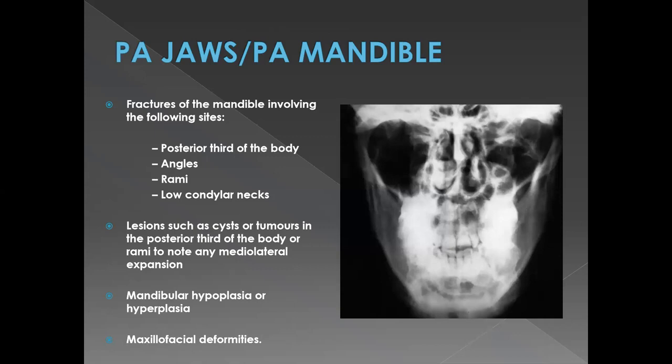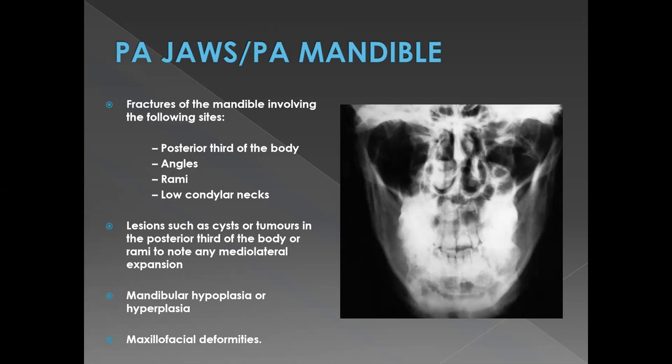All right, so as compared to a PA skull, the view that you hopefully would be coming across more is the PA jaws or the PA mandible. Now the PA mandible is usually ordered for evaluating the posterior third of the body, the angles, the rami, as well as the low condylar necks.